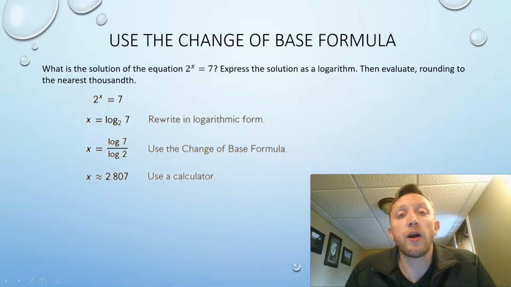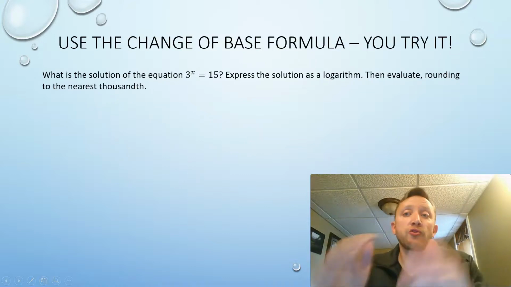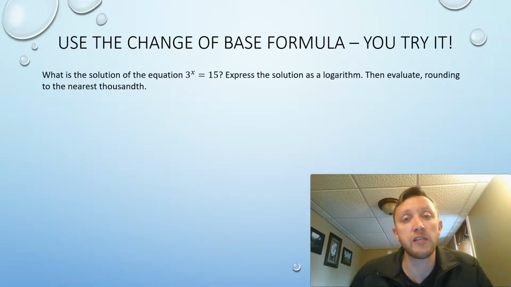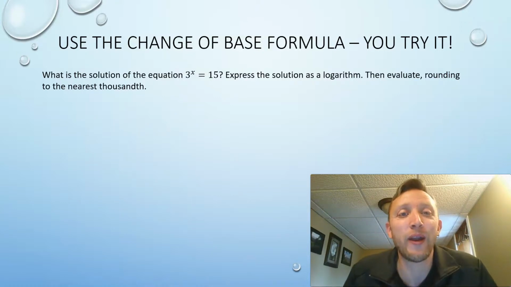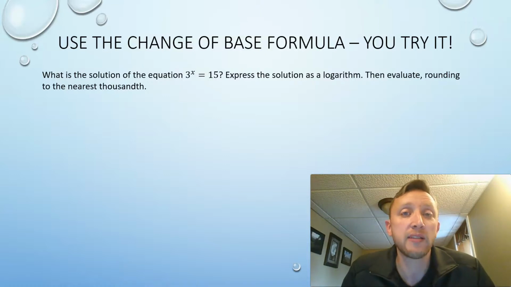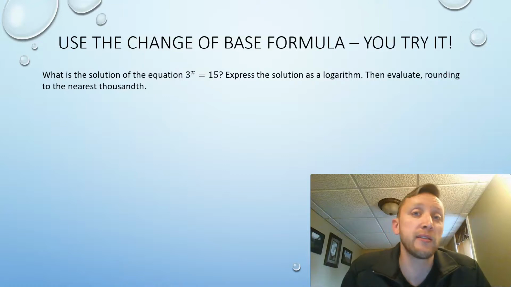All right, so how'd you do? So I want you guys to try this one on your own. So you have an opportunity to see if you can do this one independently. So all we're doing is following the same process, this time for 3 to the x power equals 15. So you guys can go ahead and write that problem down. And then I want you guys to try that one on your own. So go ahead and pause the video and hit play when you're ready to check to see if you've done it correctly.